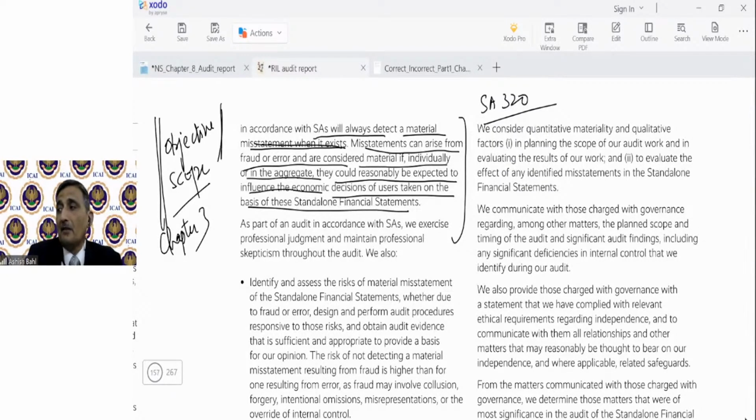So Nancy, you are saying if anything is left by mistake, then this is the logic behind quality control. It means that quality control systems at the firm level are not operating satisfactorily. Okay. So as part of an audit, in accordance with SAs, we exercise professional judgment and maintain professional skepticism throughout the audit.